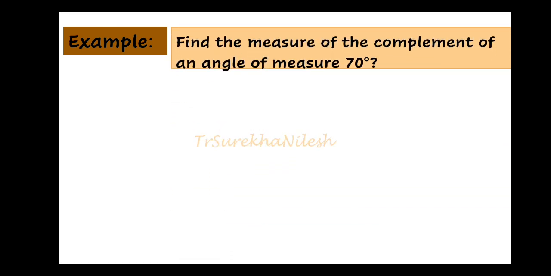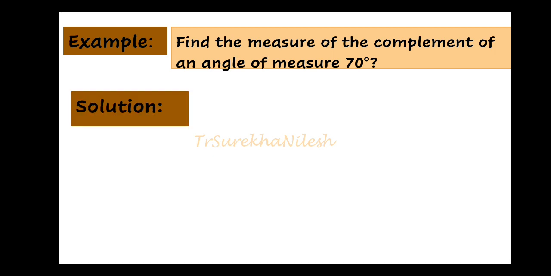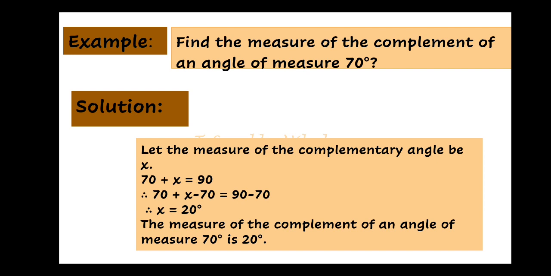Let's see another example. Find the measure of complement of an angle of measure 70 degree. That means one pair of angle is given as 70 degree. You need to find the other angle. Let the measure of the complementary angle be x. 70 plus x equal to 90. Therefore 70 plus x minus 70 equal to 90 minus 70. We are subtracting 70 from both the sides. Therefore x equal to 20 degree. Therefore the measure of the complement of an angle of measure 70 degree is 20 degree.